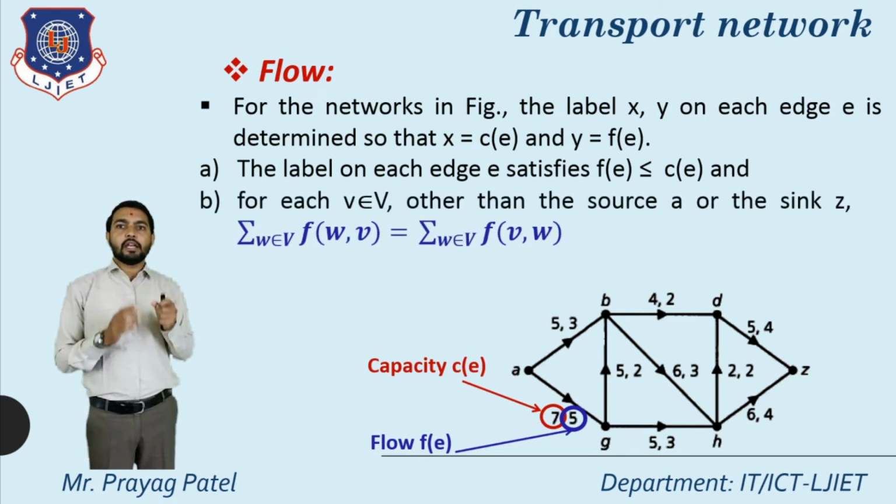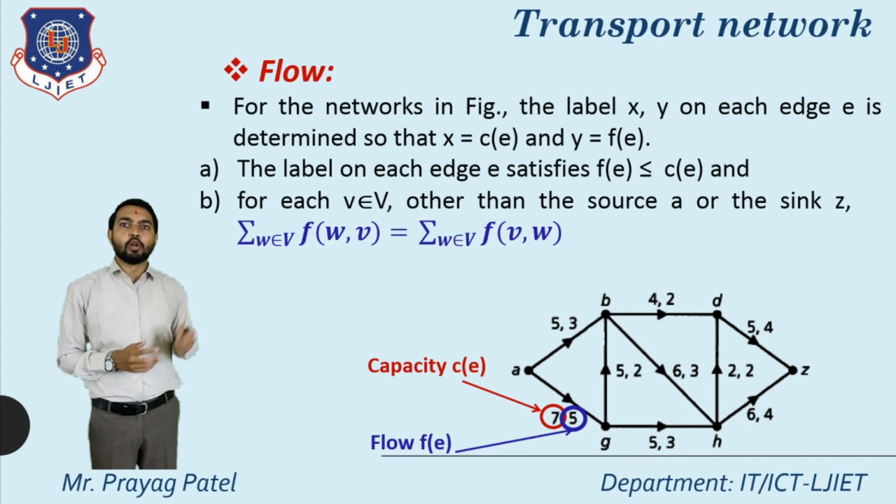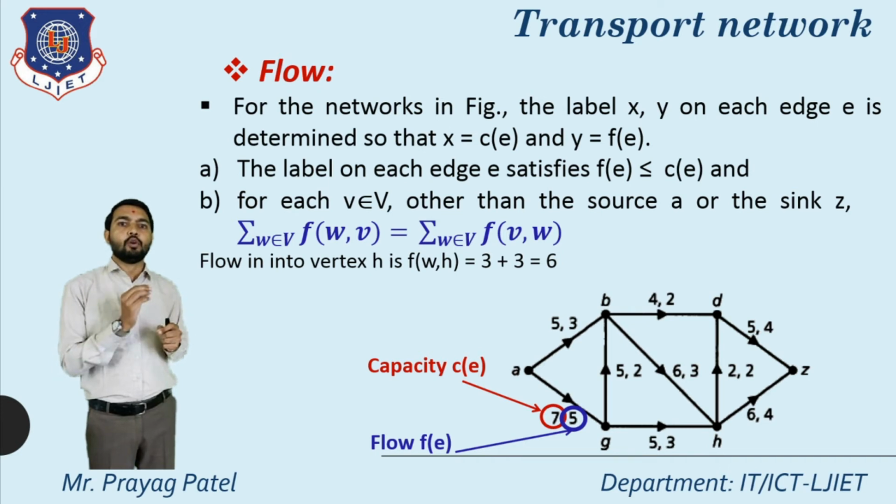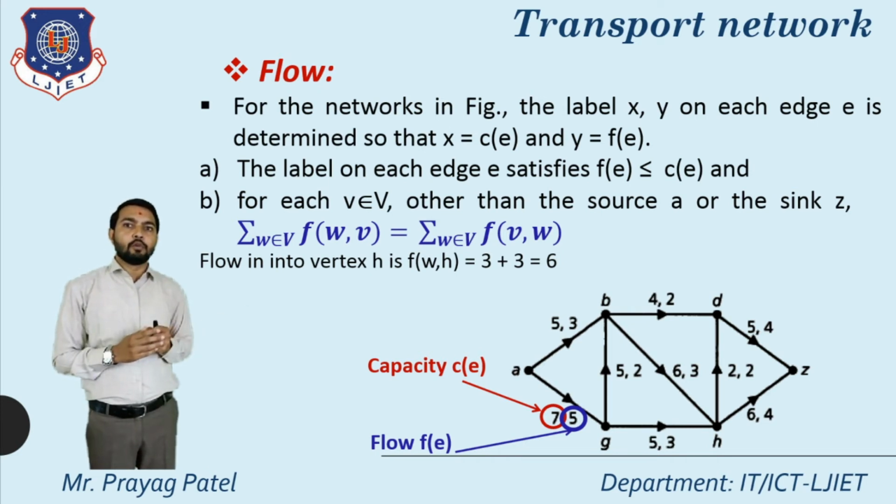Now the second condition: for each V belonging to the vertex set, for each node without source and sink, the sum over W belonging to V of F of WV equals the sum over W belonging to V of F of VW. That means the incoming edges for V and outgoing edges from V are both equal. So see here in this figure, for the vertex H, we calculate this. For the vertex H, F of WH is the incoming flow of the node H.